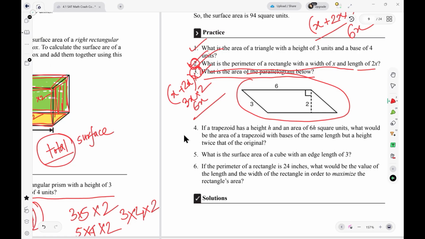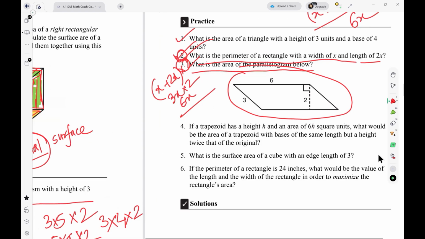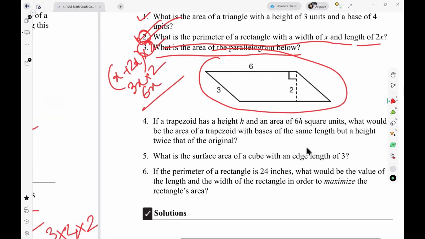What's the formula of a trapezoid? Problem number 4. Solve the problem number 4. I'm just asking you to solve this problem 4. Yeah, do it. What's the formula again for trapezoid?